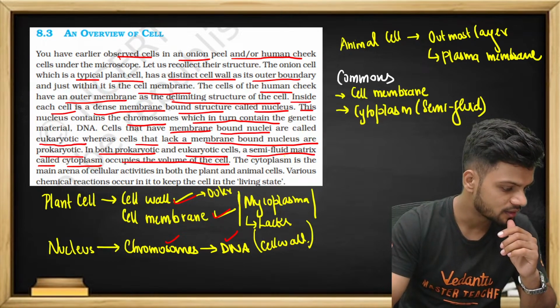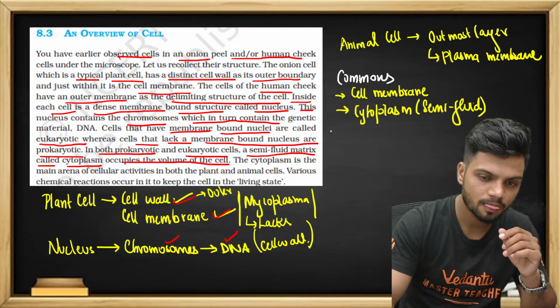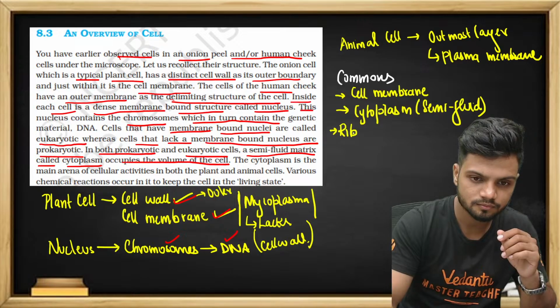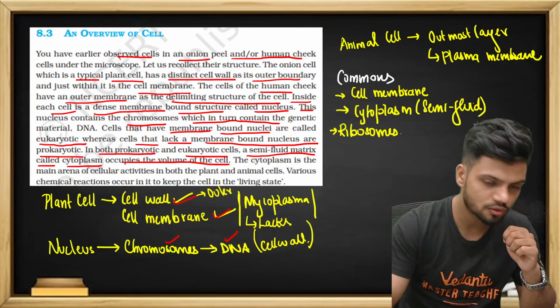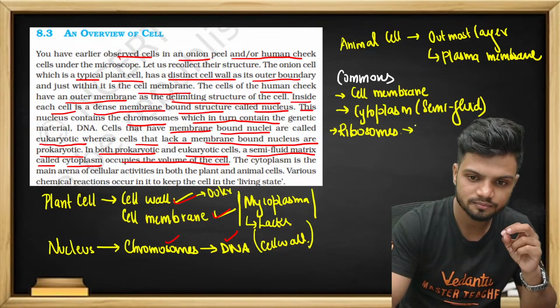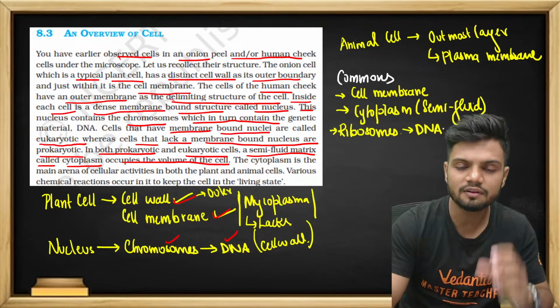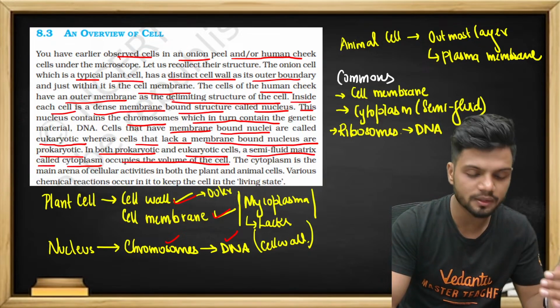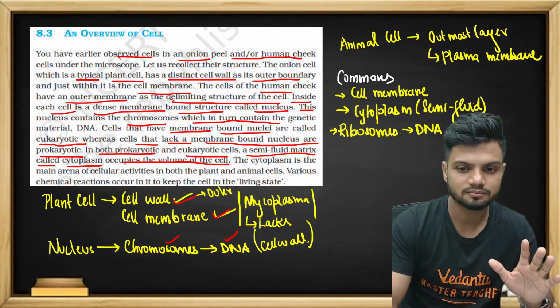Cytoplasm is there. Yes. What about the ribosomes? Ribosomes are also common. Both will have DNA. They will have DNA, but the DNA structure will be different. But DNA is present.